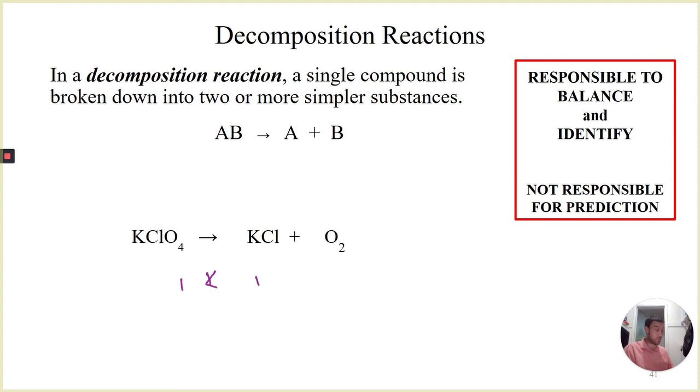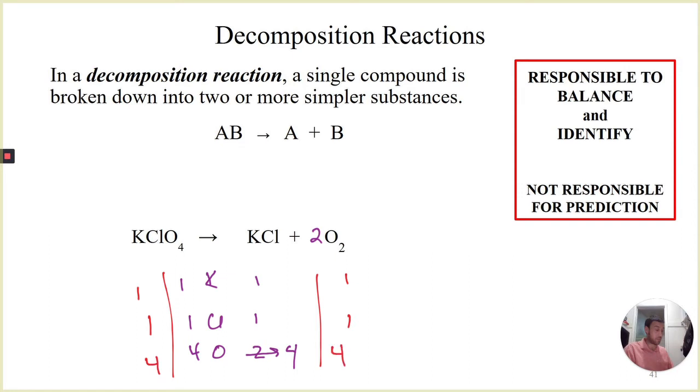Potassium, 1 and 1. Chlorine, 1 and 1. Oxygen, 4 and 2. To make that 2 into a 4, I need a 2 here. That makes that a 4. My oxygen is balanced. I've changed a coefficient, so I need to check again. Potassium, 1 and 1. Chlorine, 1 and 1. Oxygen, 4 and 4. My equation is balanced.